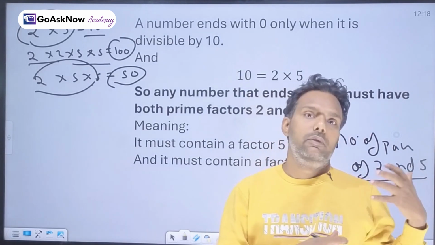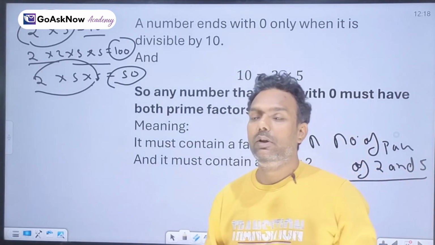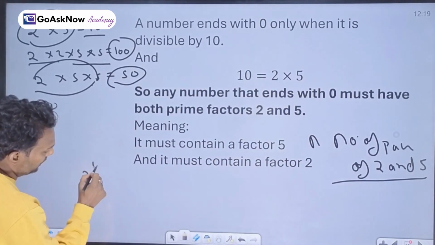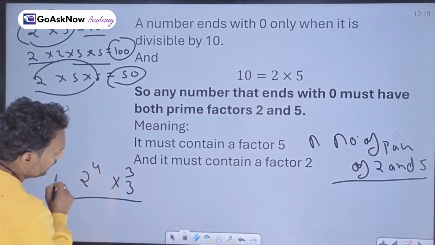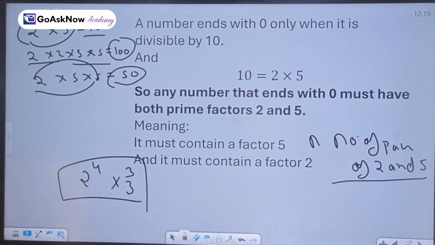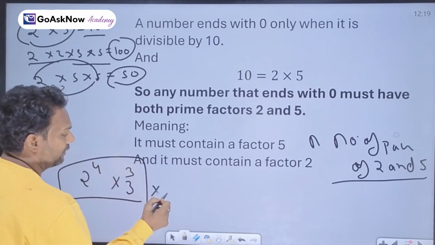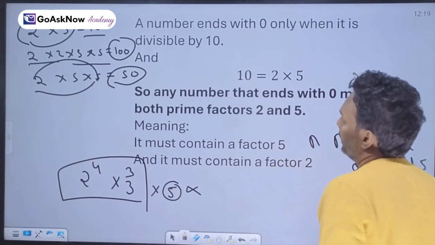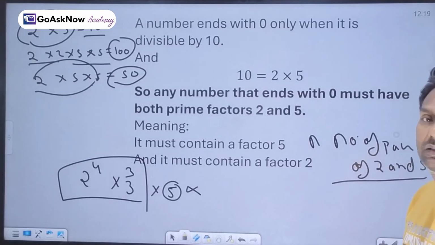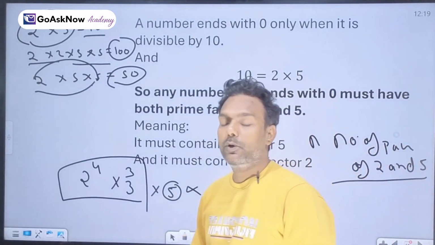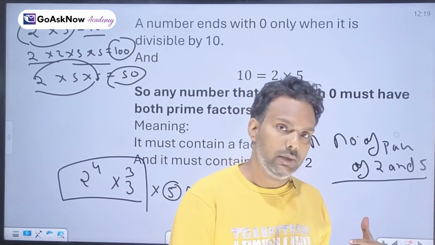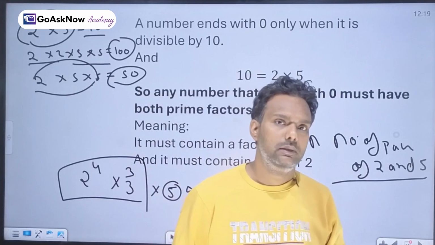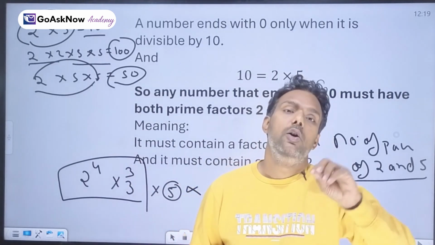And if we are not getting any pair, then we will not get any zero. For example, 2 to the power 4 into 3 to the power 3. Are we getting any pair of 2 and 5? No. Why? Because 5 is not there. So to get 0 at the end of any number, its product should have both 2 and 5, which means there should be factors of 2 and 5.